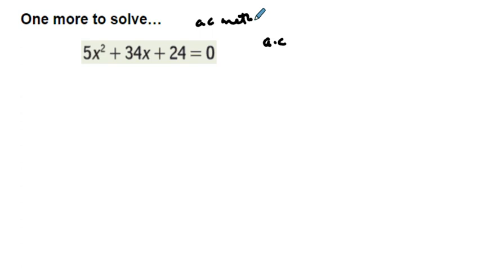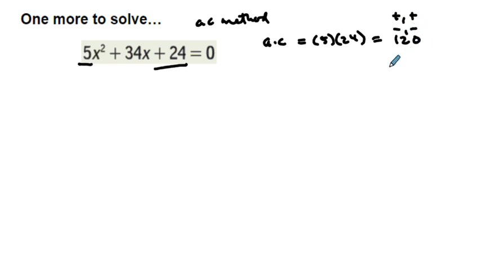Which means that you multiply your A term times your C term, right? My A term is 5, my C term is positive 24, right? So that means we are multiplying 5 and 24, and we are getting 120. Now, it's important to note that we're getting a positive 120, which means that the options are I could have two positive factors for this that multiply to get that, or I could have two negative factors that multiply to get 120. The other thing that this needs to satisfy is the factors also need to add up to positive 34.